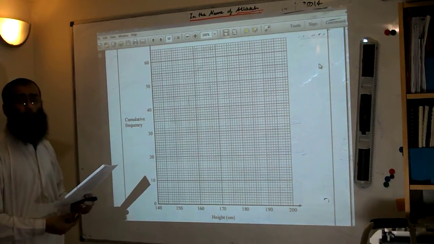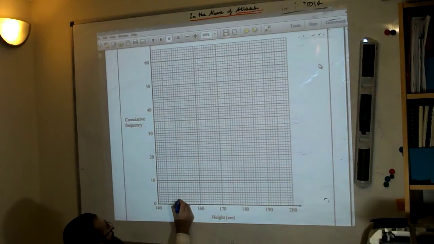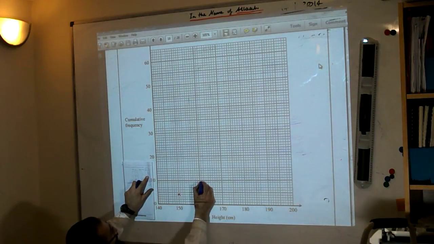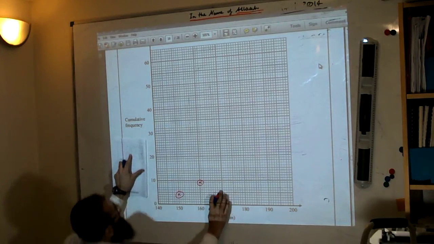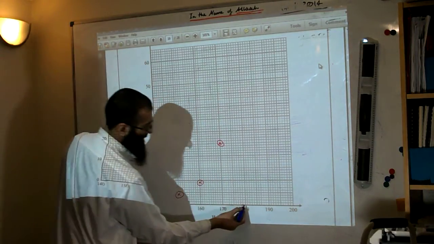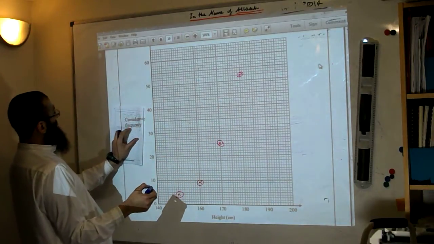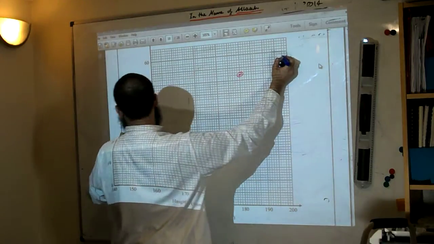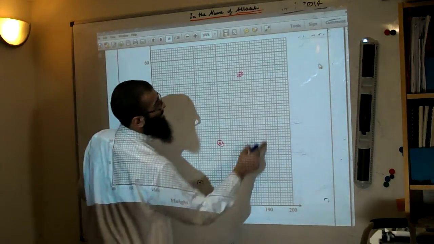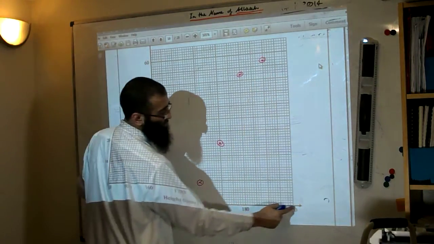Okay, so we're going to first of all plot 150, and what's the height for 150? 4. Okay, folks, bear with me. The next one is 160. What's the height for 160? 9. And the next one we're going to do 170, which is 25. The next one is 180, which is 52. Then 190 is 57. And the last one, which is 200, is 60.